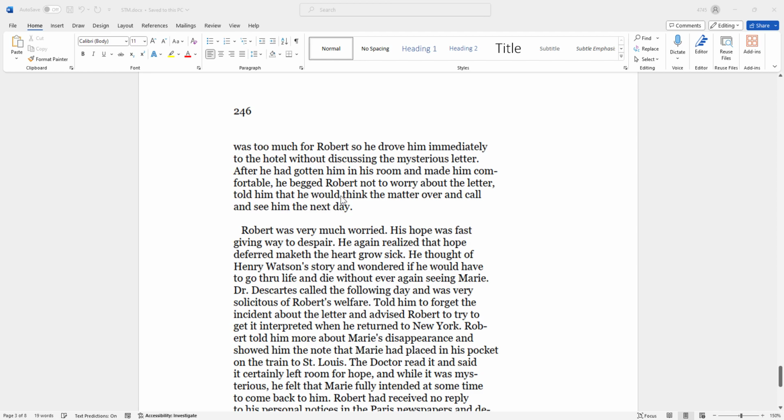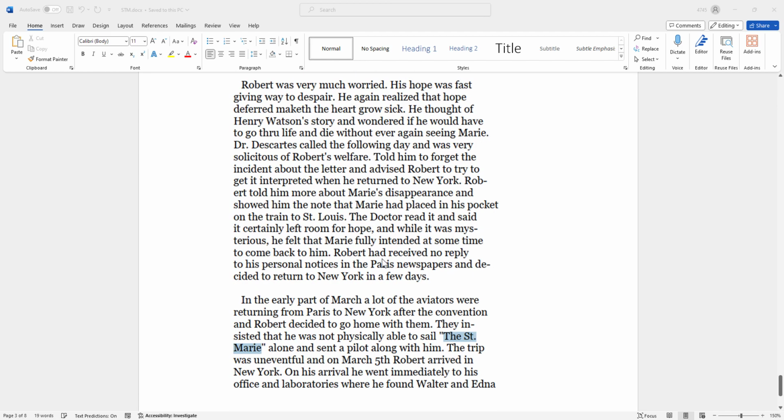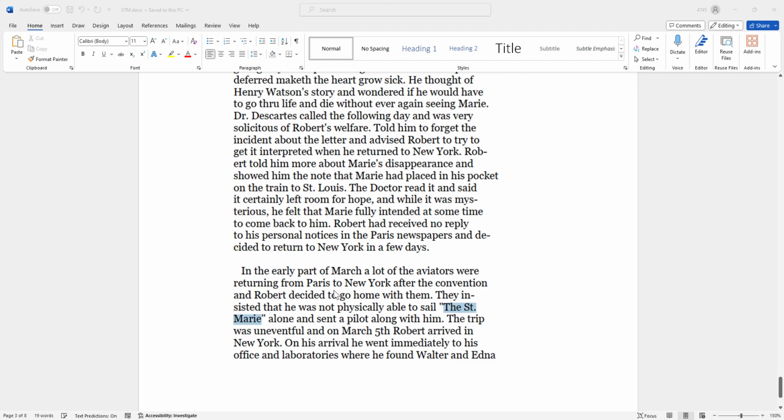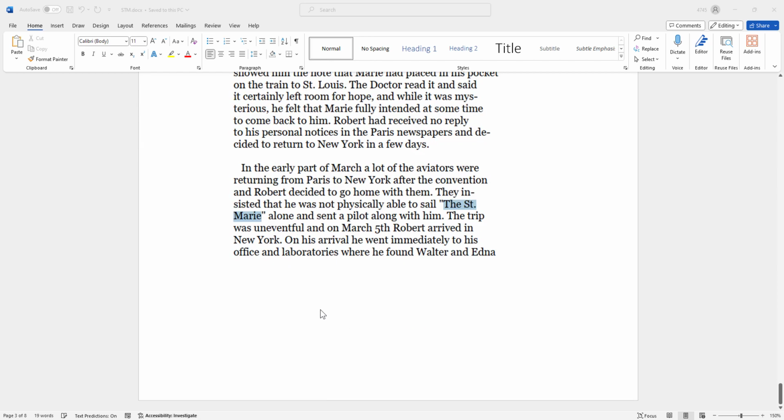What is the distance between? Write it down. Now, here we need to understand a few things. See, here he's mentioning the early part of March, right? So no dates here. But here he is mentioning directly a date. Is this date the early part of March? So you need to understand. They insisted that he was not physically able to sail, right? Again, is it an inversion zone? He's giving you a date.